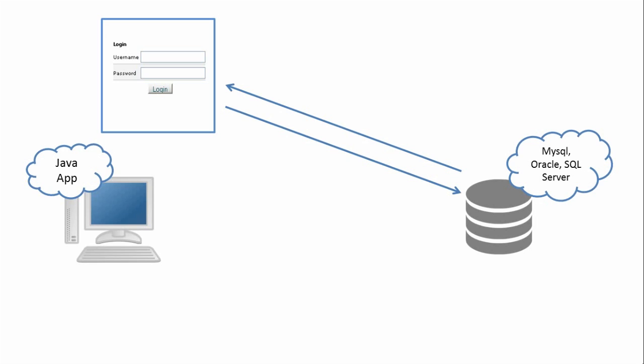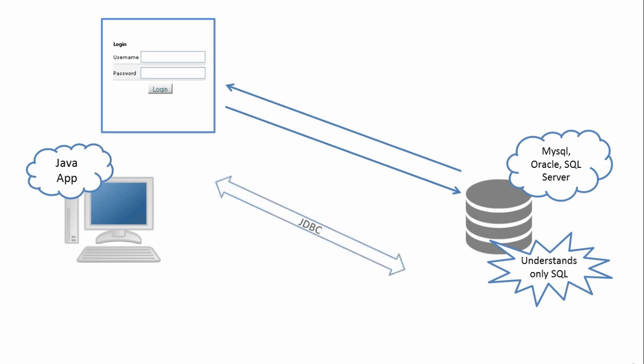But the problem over here is our database understands only one language, and that is SQL. So in this case, how will our Java application interact with the database? Okay, so we can't just directly send SQL queries from our Java application to the database, right? We need some agent in between. Okay, so this is where JDBC comes into picture.